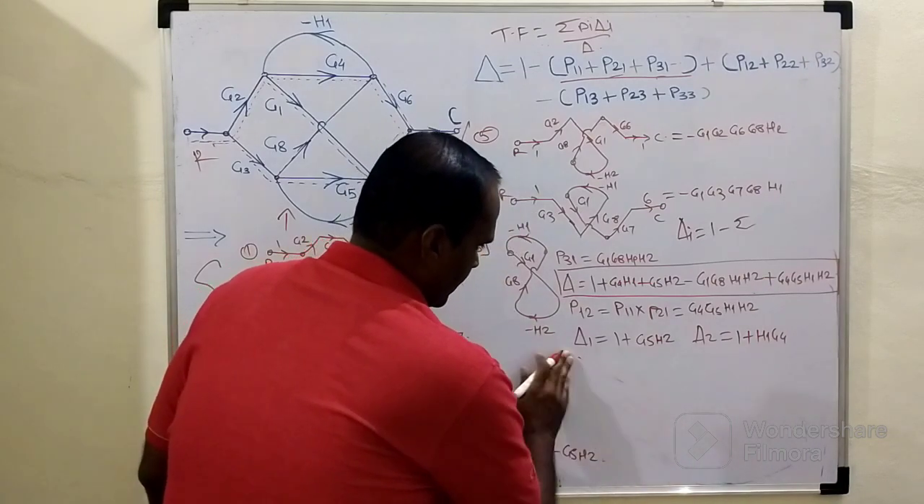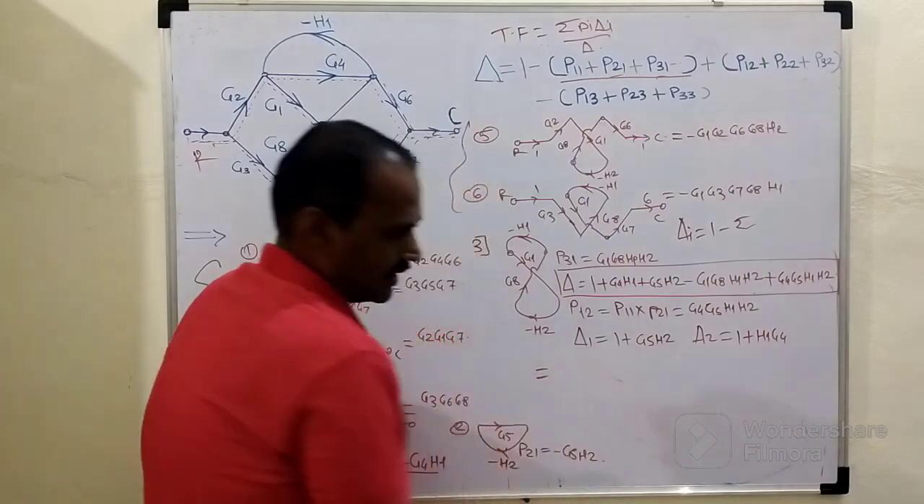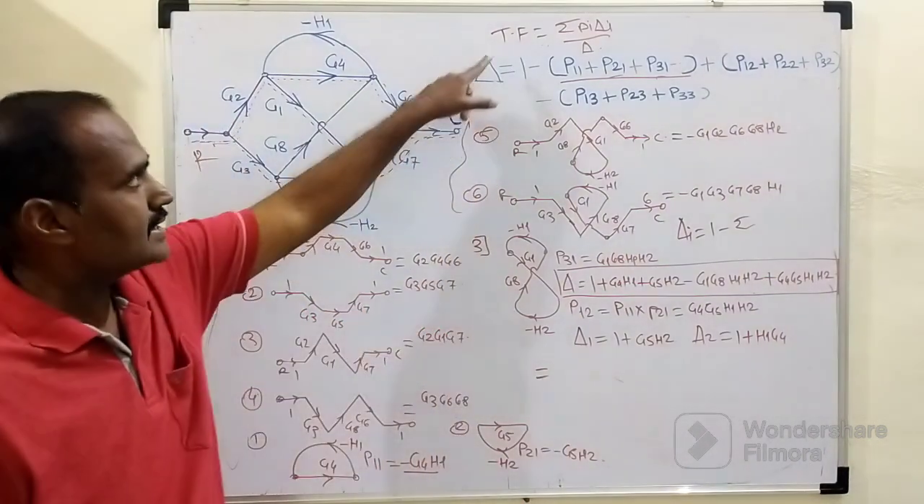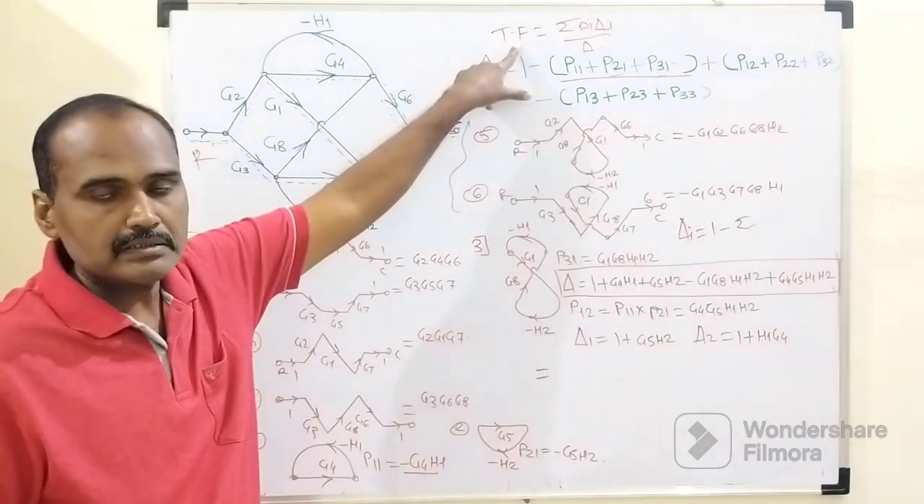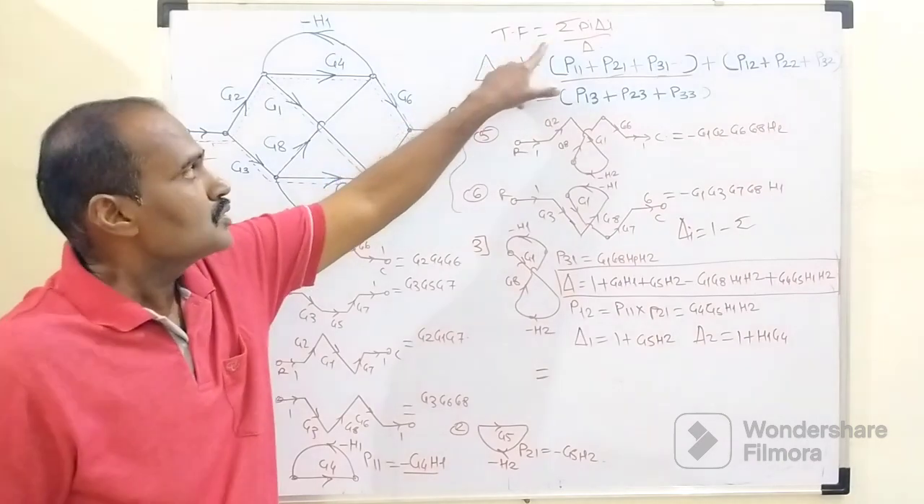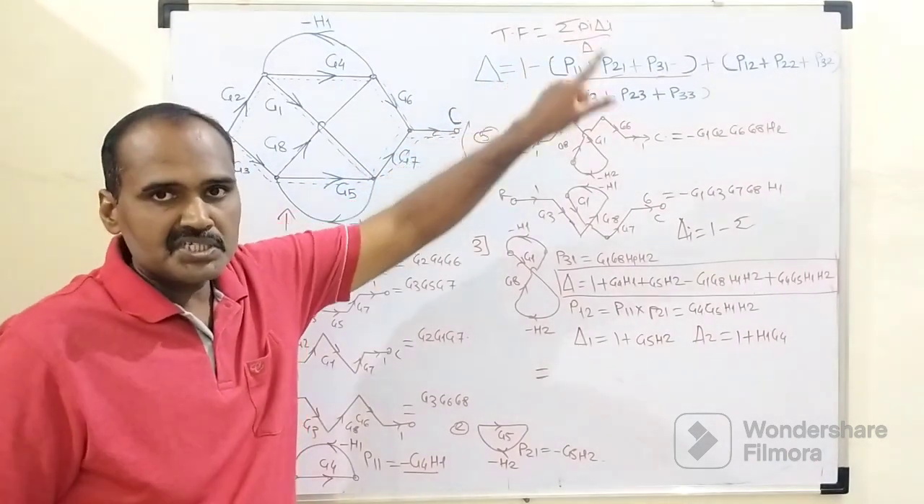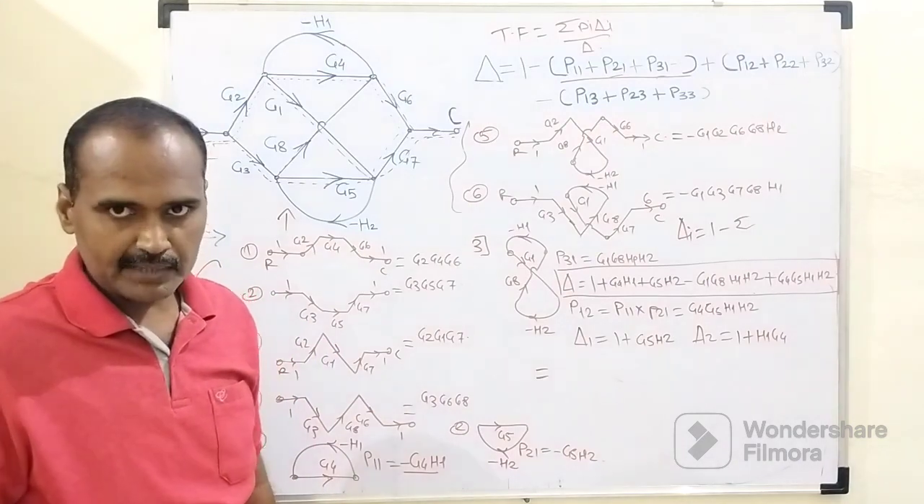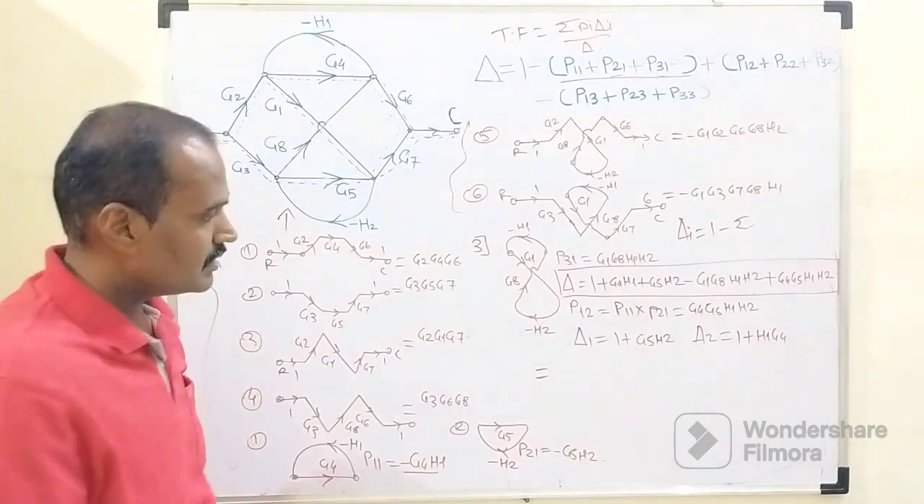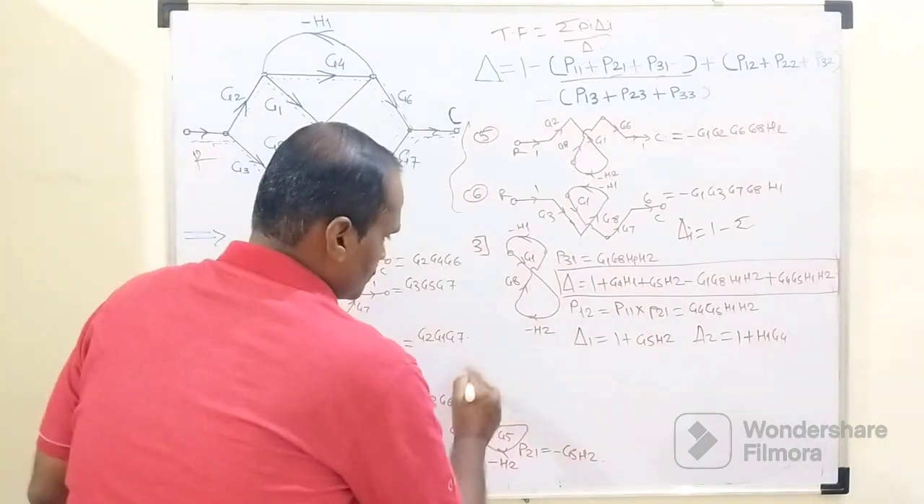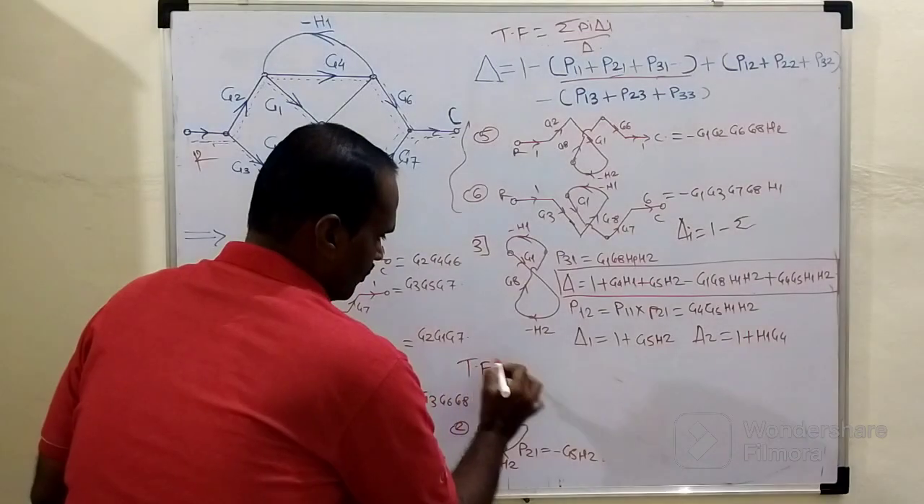So finally, what will our transfer function become? As I told you earlier, it is to be decided with the help of Mason's gain formula. For how many times will the summation sign get iterated? For 6 times, because we are having 6 different forward paths. So the transfer function equals what?